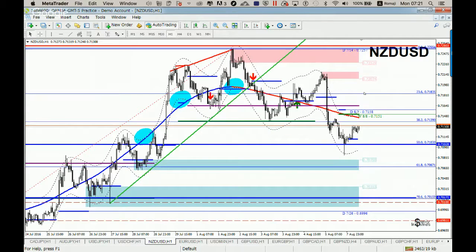And it's a good thing, because that means our system did what we would expect it to do. And as long as we didn't give in to emotion and panic and get out of the trade, we were rewarded when it hit the first profit target down here at the 50% Fibonacci retracement level.